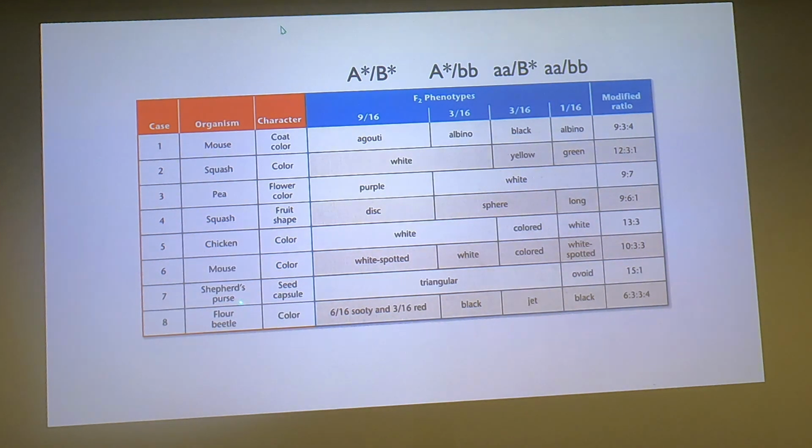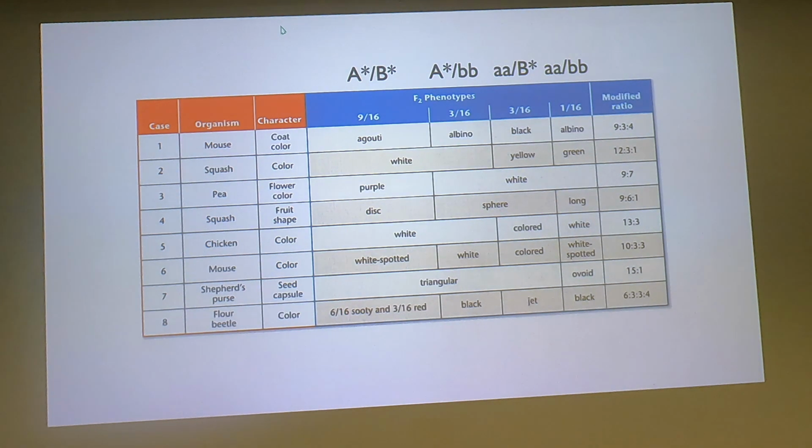Okay, next, shepherd's purse. We've got a seed capsule, and we've got this weird ratio of 15 to 1. It's almost always triangular, but in this one case, it's ovoid. How do you explain that one? Any type of dominant allele will lead to a triangular seed. Uh-huh. And when there's all recessive, it'll turn into ovoid.